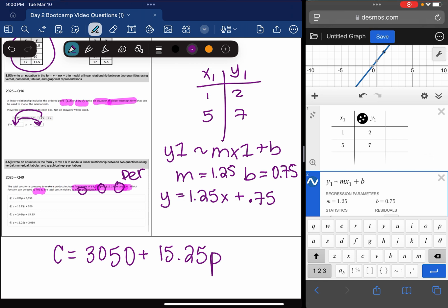Okay, so then we just look to see which of these has an equation with 15.25 next to the P and then a 3050 on its own. In that case, it would be D.